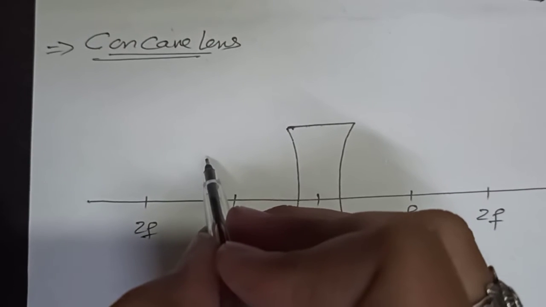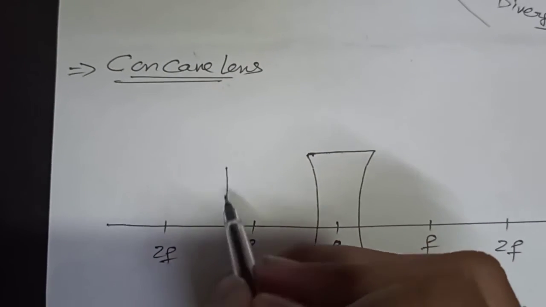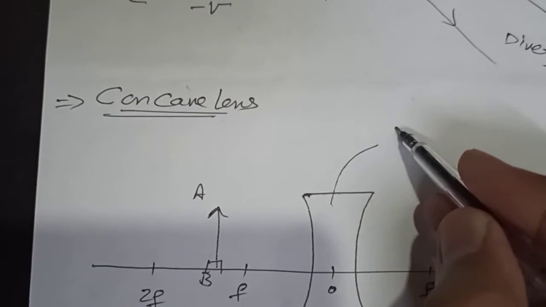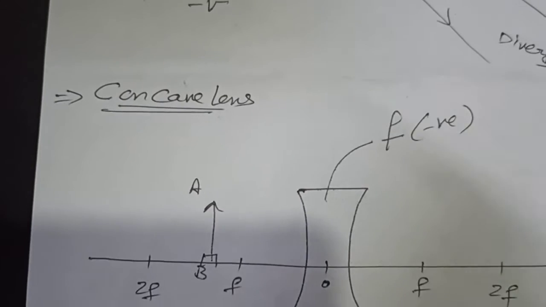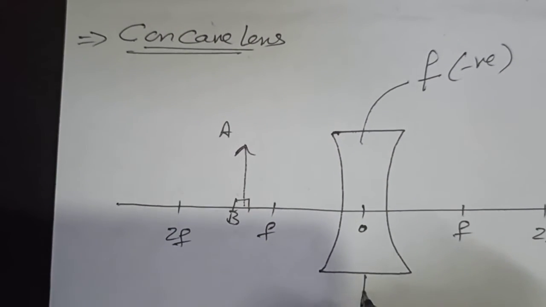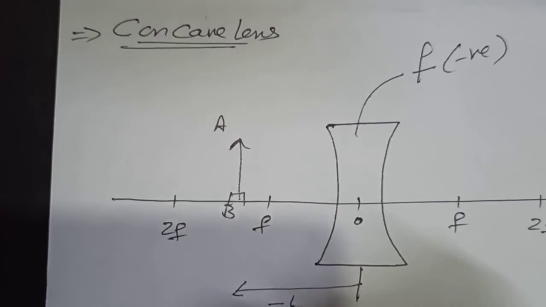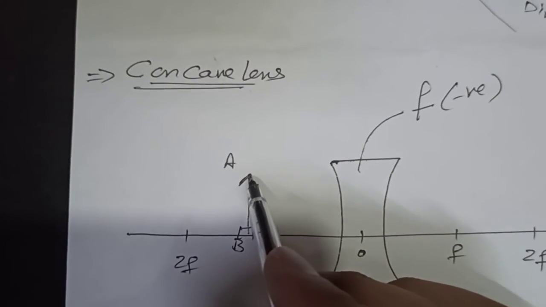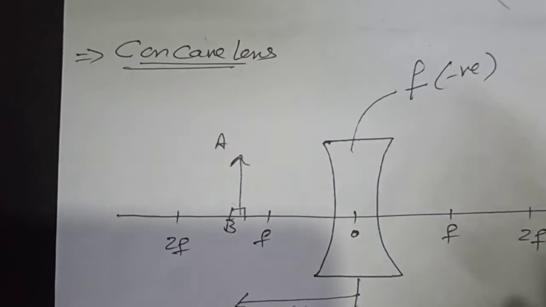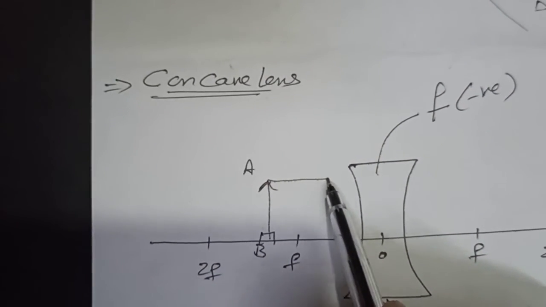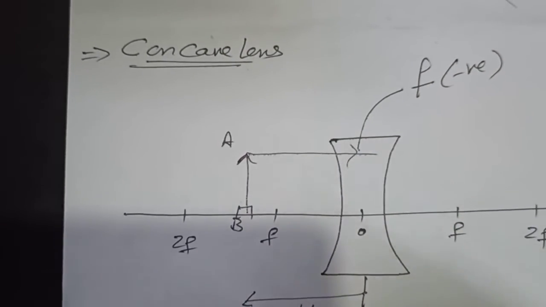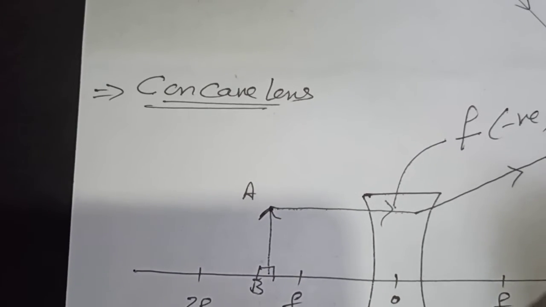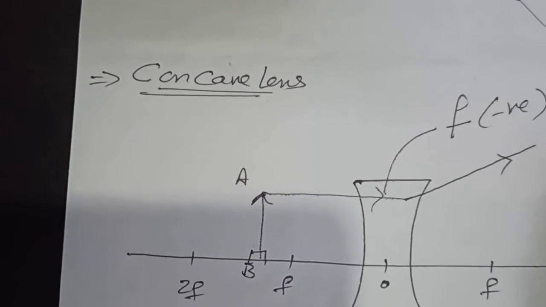Whenever an object is placed like this, this is the object AB, and the focal length for a concave lens is always negative. We have to take the sign convention for the distance as minus u because rays will come in this direction and we will note in the opposite direction. Now from this point A, one ray will go parallel to the principal axis. This ray will always diverge because it is a diverging lens, so this will diverge.